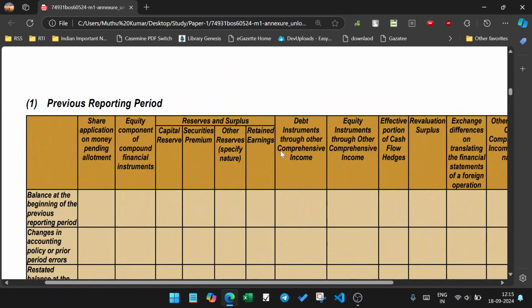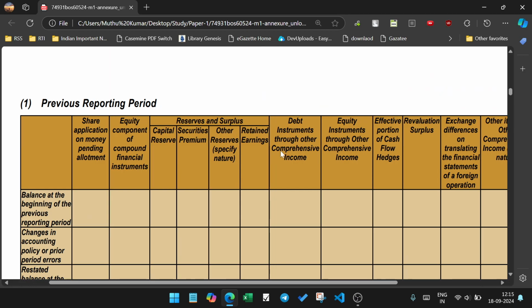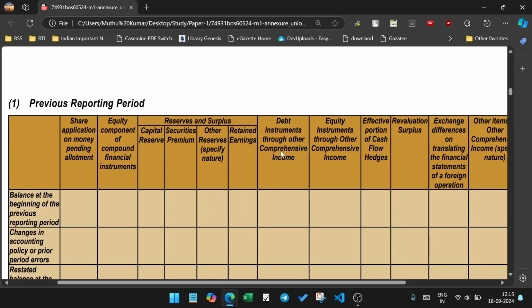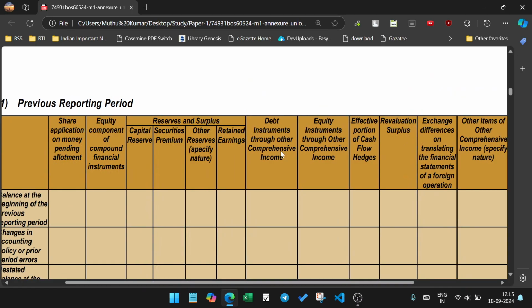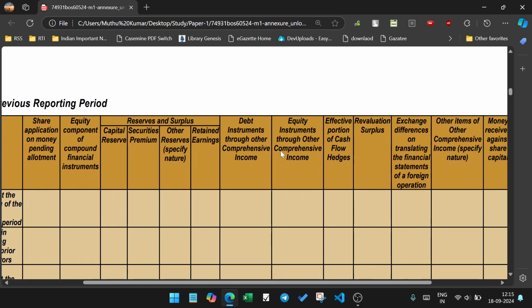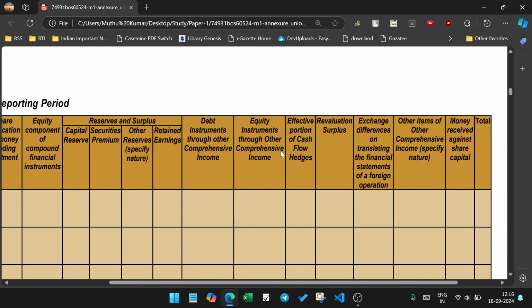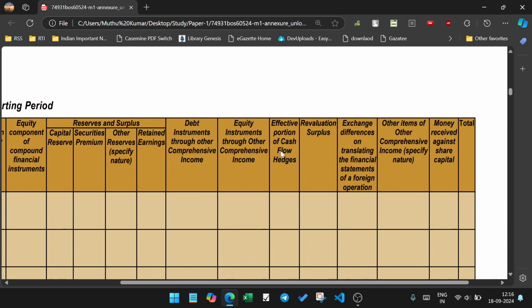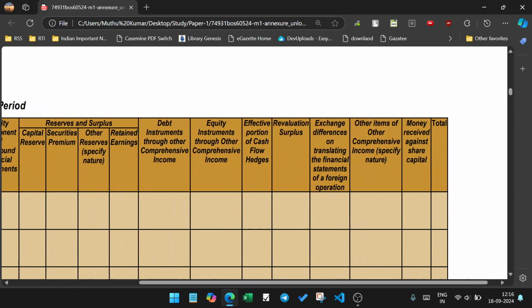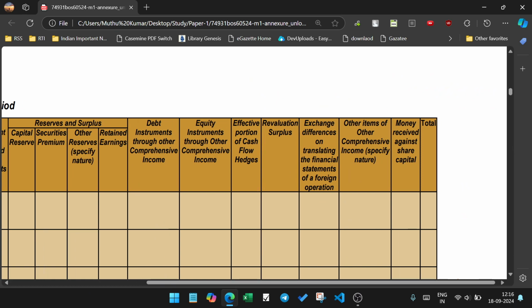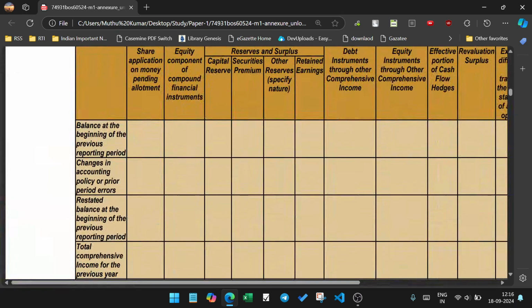Previous reporting period: share application money pending allotment, equity component of compound financial instruments, reserves and surplus, capital reserve, securities premium, other reserves of a specific nature, retained earnings, debt instruments through other comprehensive income, equity instruments through other comprehensive income, effective portion of cash flow hedges, revaluation surplus, exchange differences on translation of financial statements of a foreign operation, other items of other comprehensive income, money received against share warrants, and total.